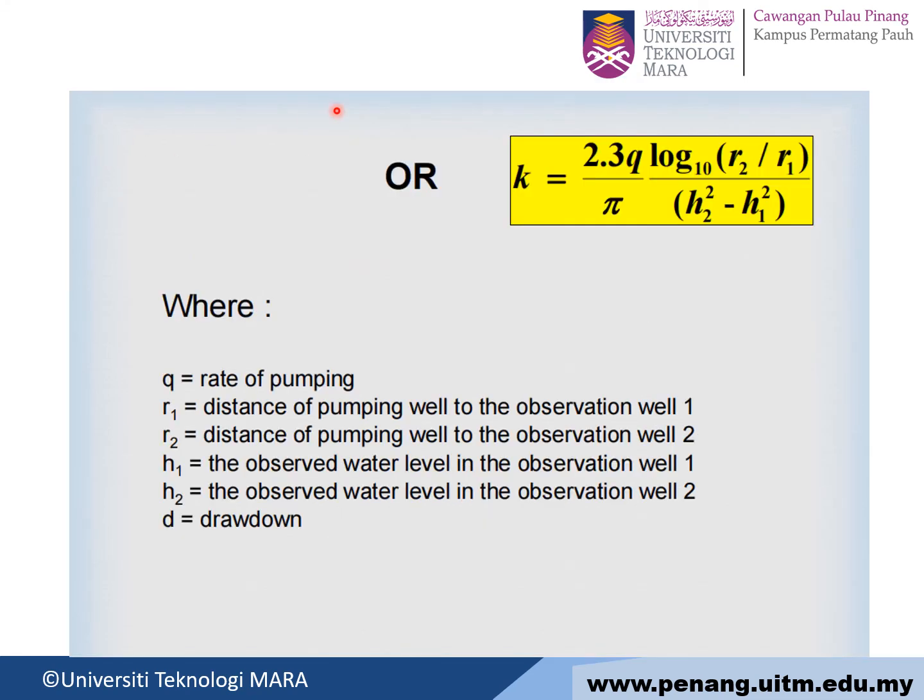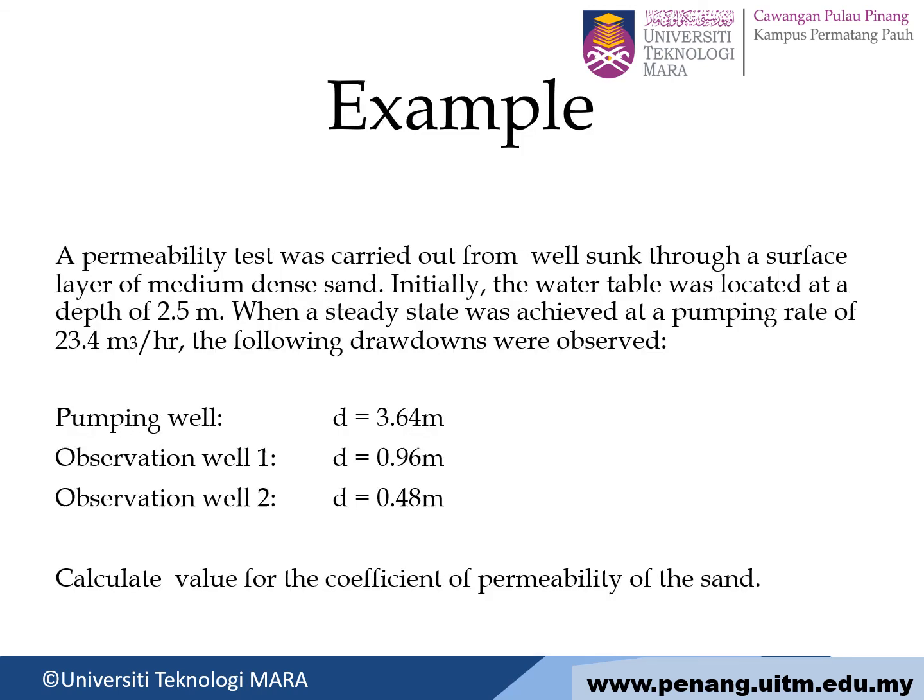Or maybe you may use this equation also. Alright, so this is the definition for K, Q, R1, R2, H1, H2, and drawdown. This is another example. You may refer here. We have the pumping well, observation well 1, and observation well 2.